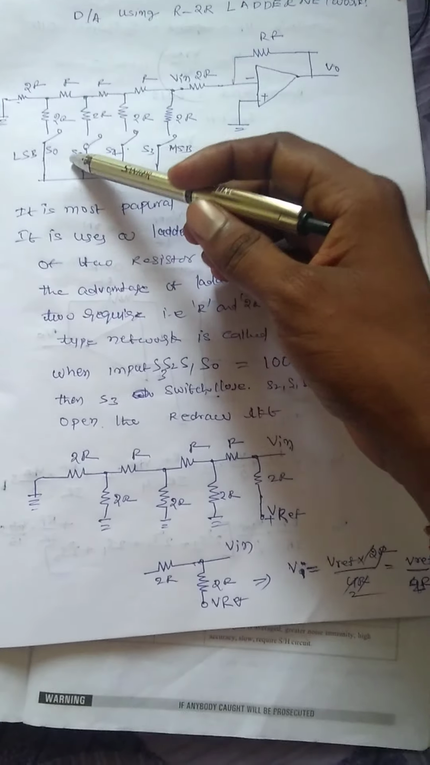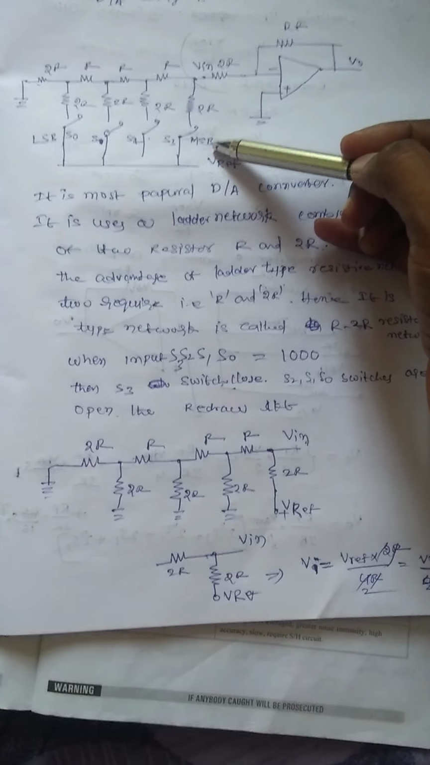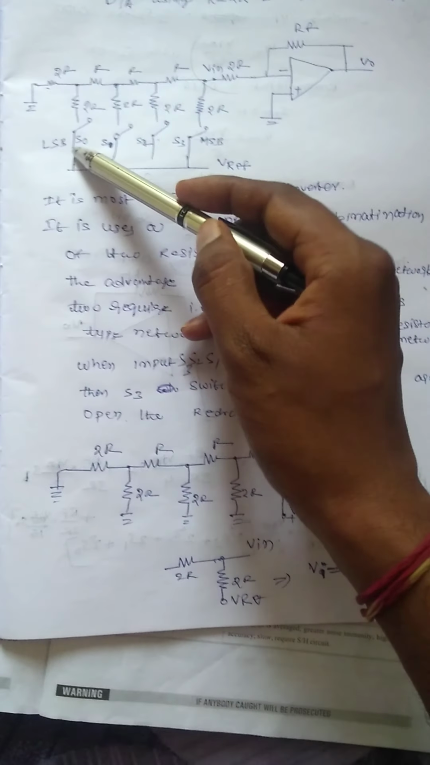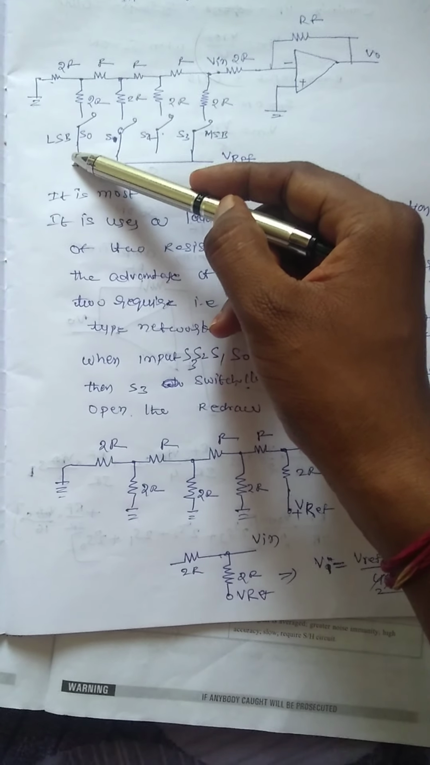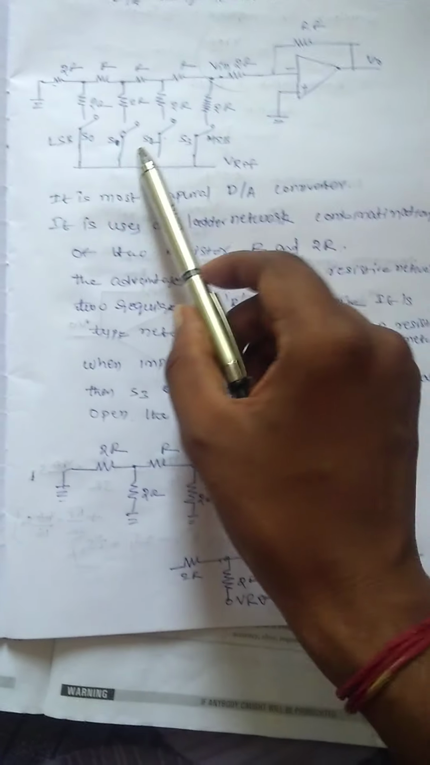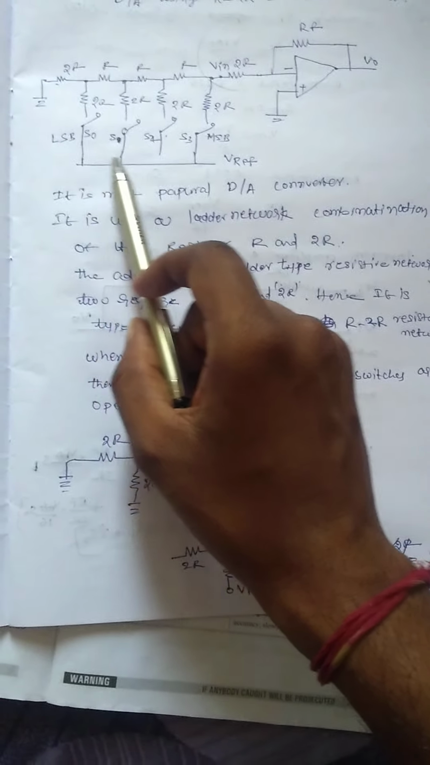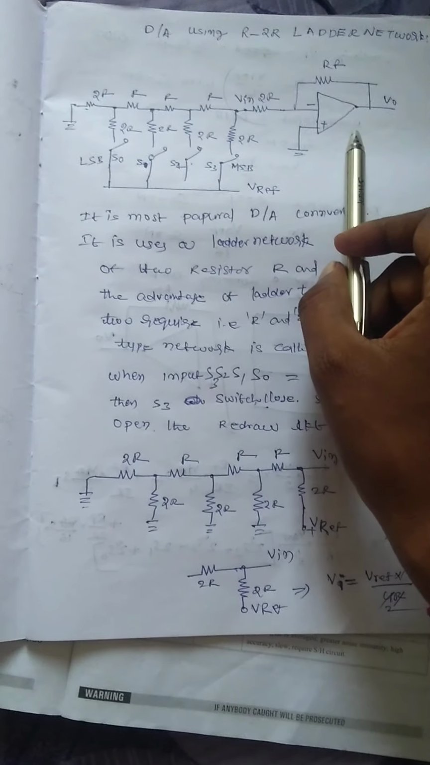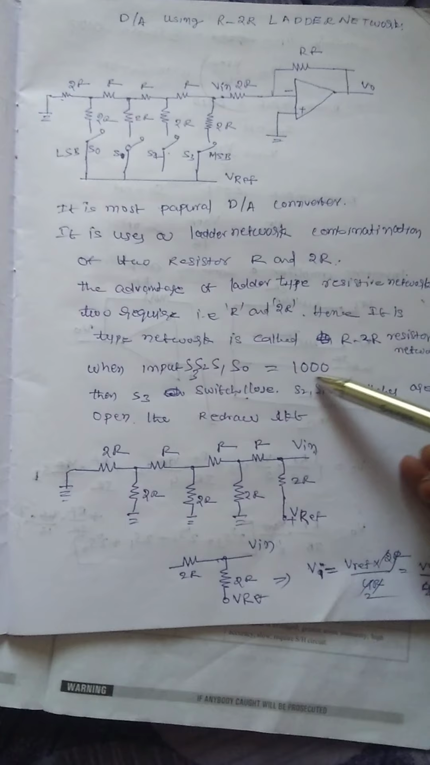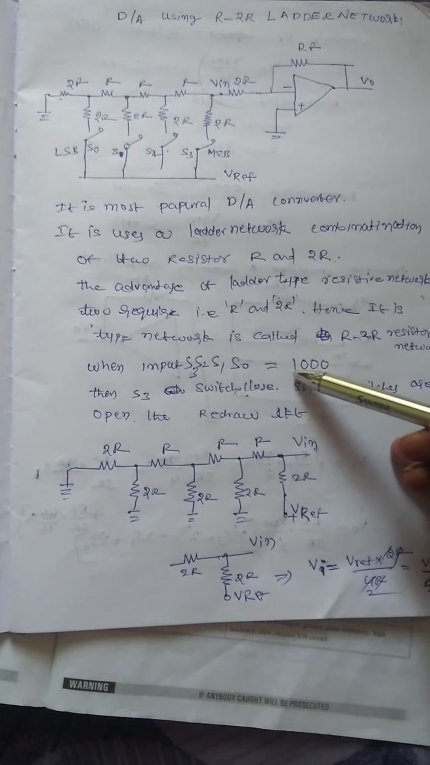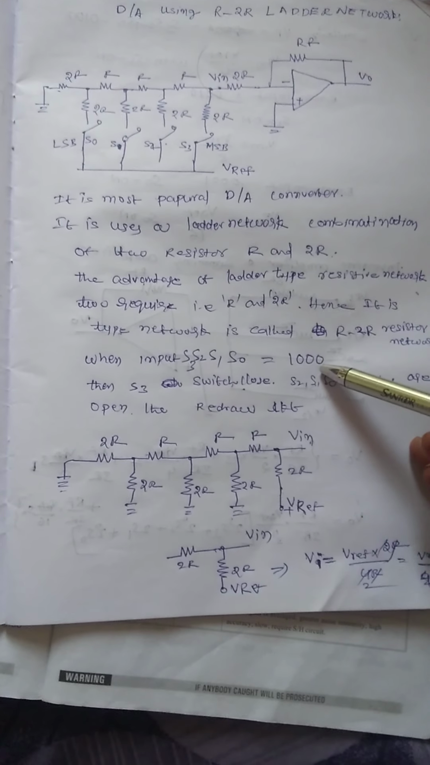Here a 4-bit binary input is given. Here we have the MSB, the most significant bit. This side is the LSB, least significant bit. So different binary inputs are given, and the output is produced depending on the input. For example, when the input is 1 1 0 0, 1 is the most significant bit and the three zeros are the least significant bits.